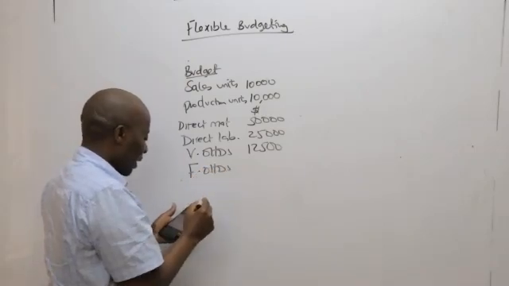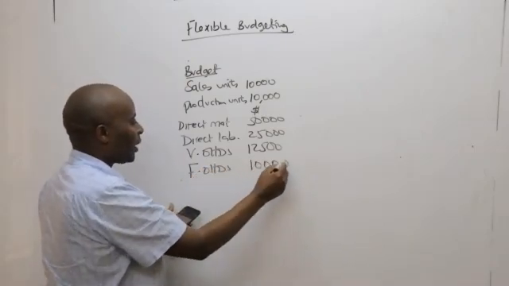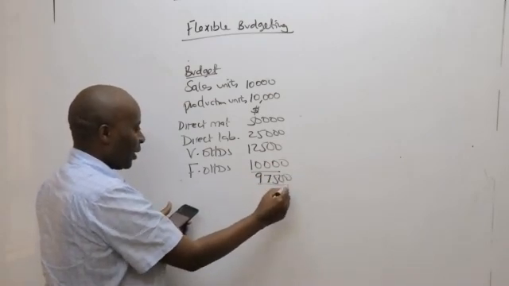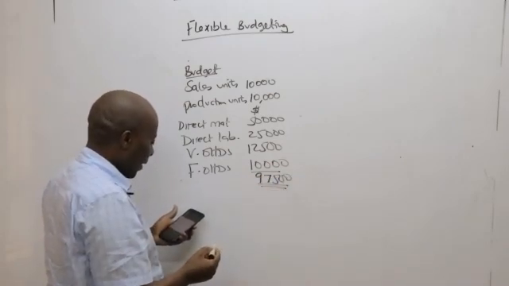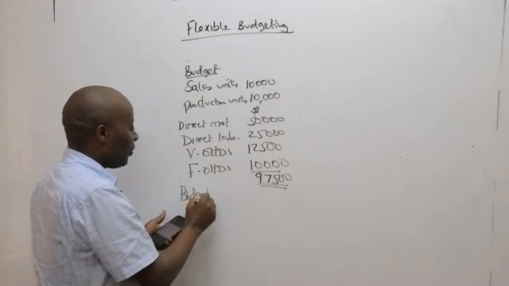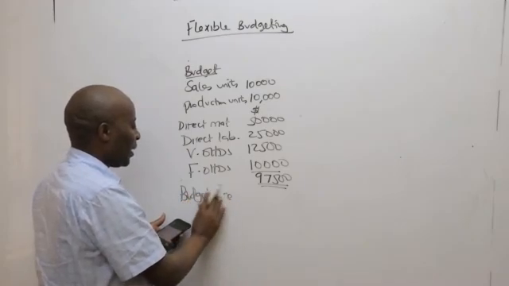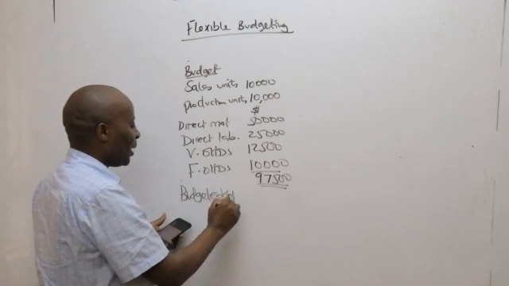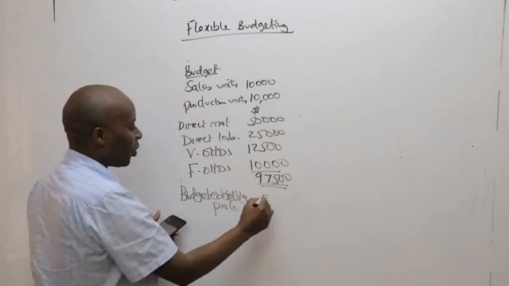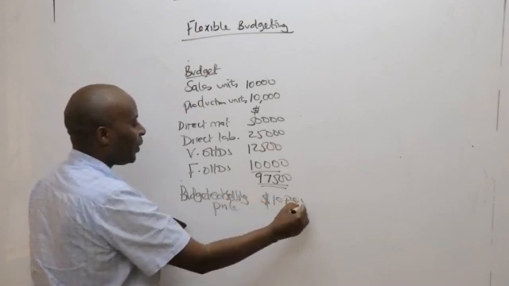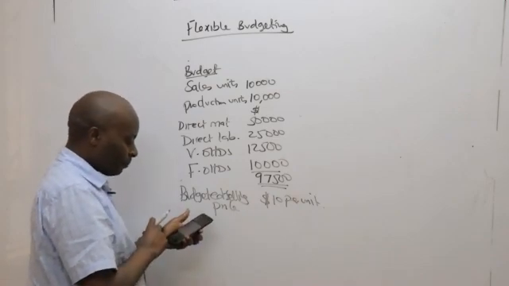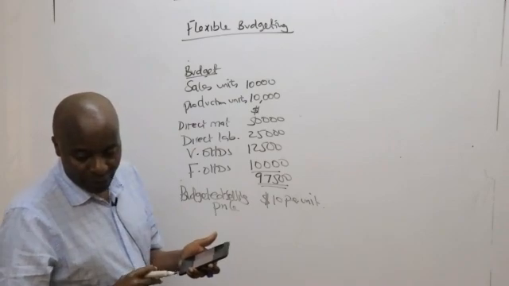Fixed overheads 10,000, giving us a total of 97,500. And then they have given us the budgeted selling price. Budgeted selling price is $10 per unit, full stop there.